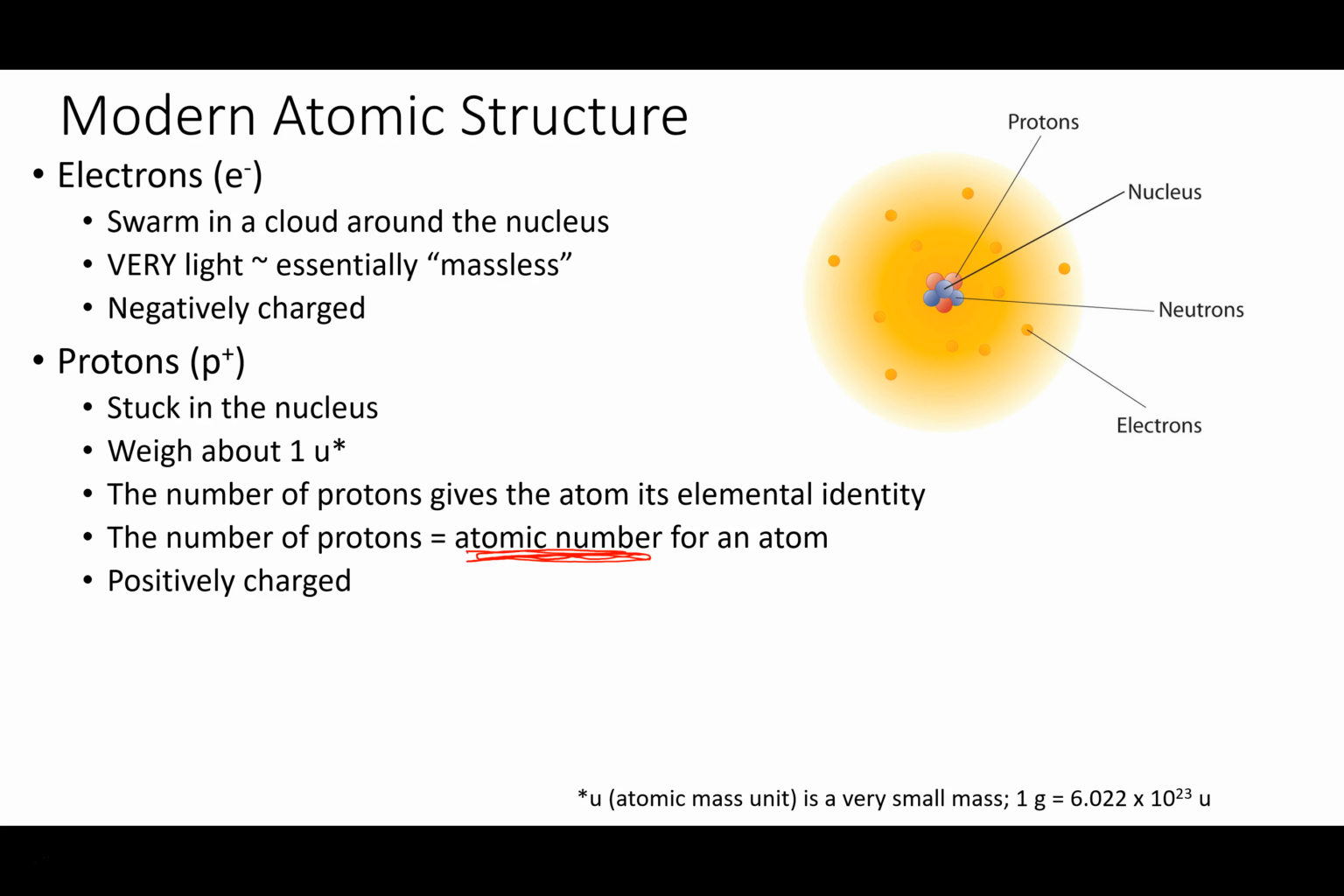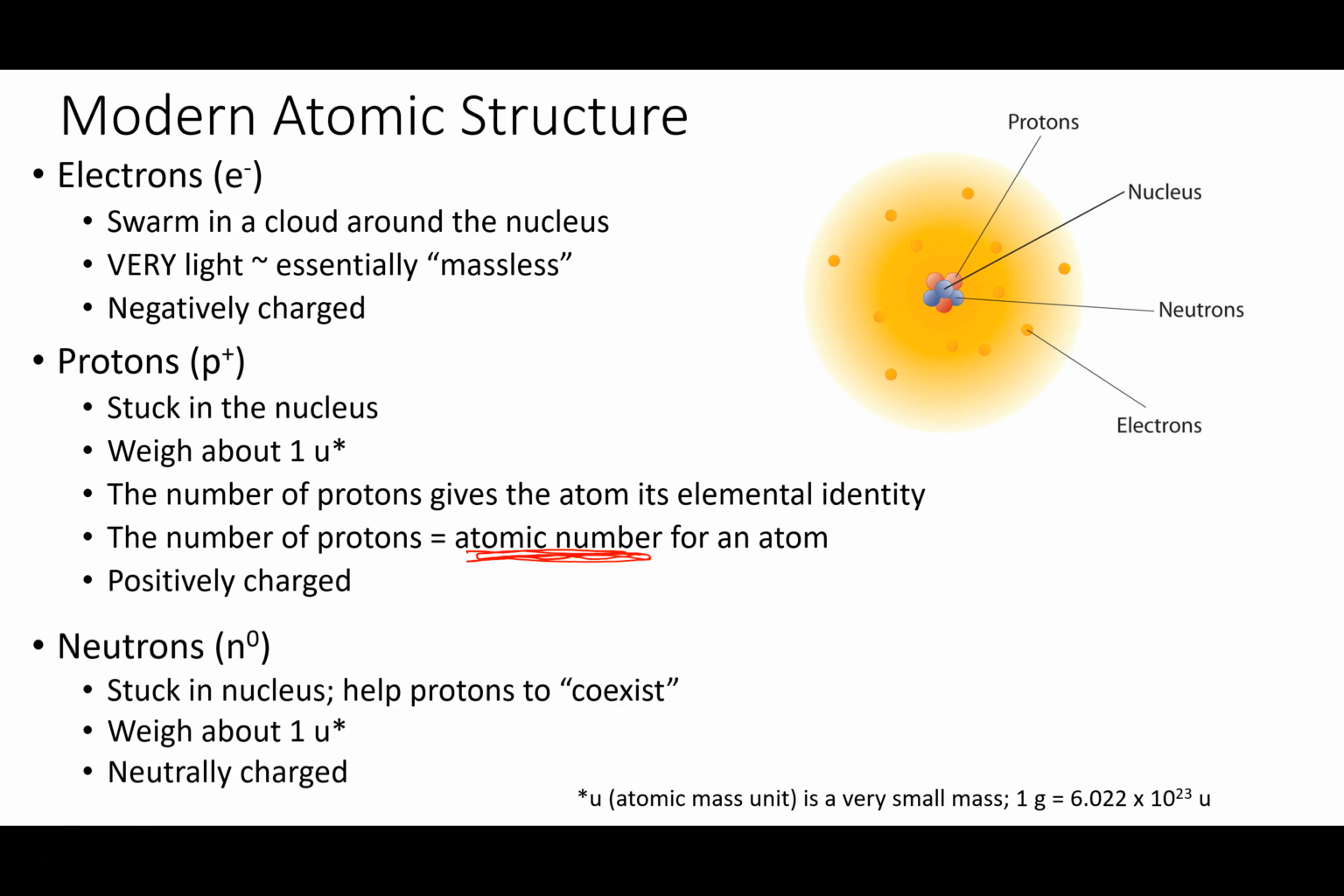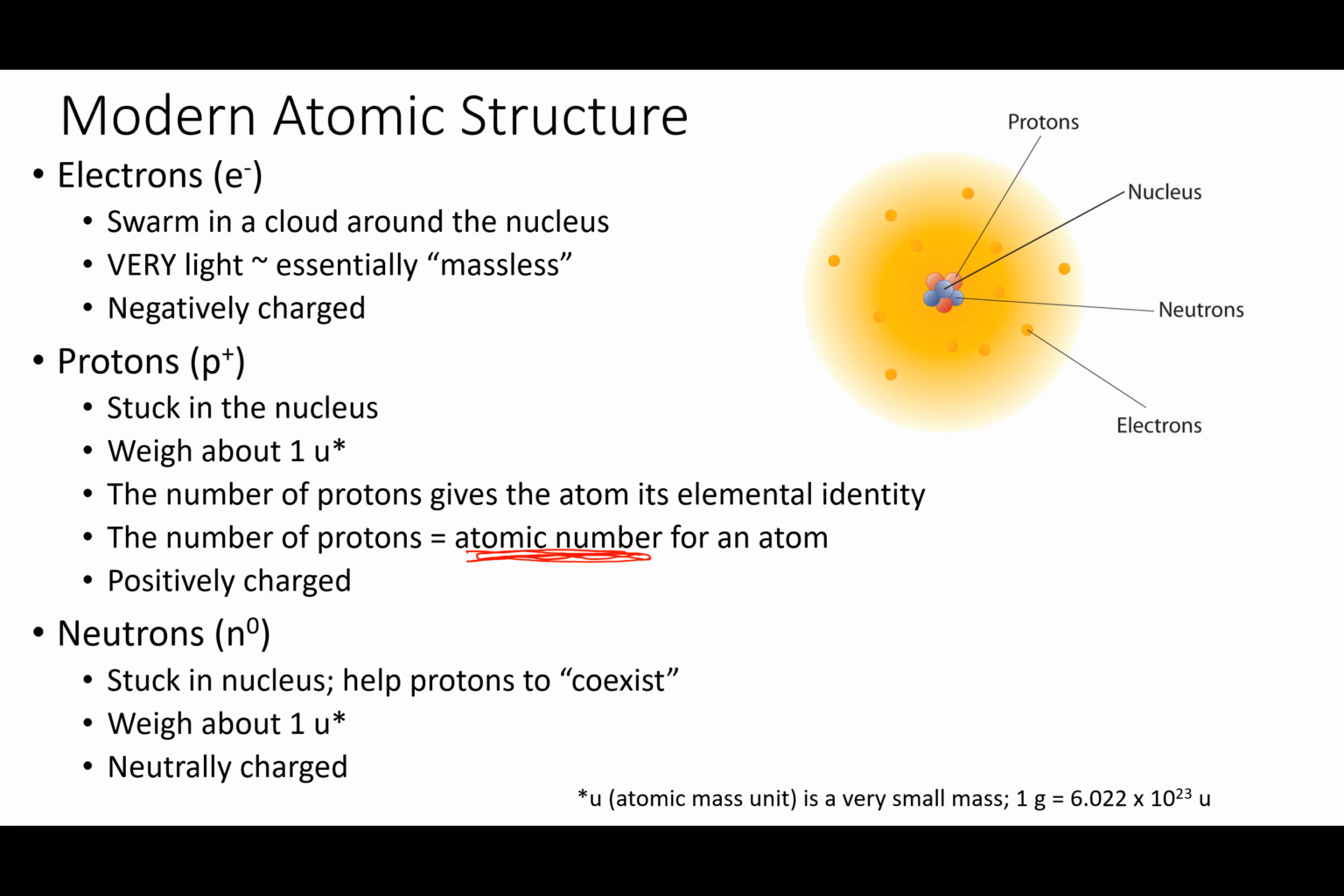All right, so protons are positively charged. They're the atomic number. They're very important. Electrons are important too. Neutrons are important too. They're all important. Neutrons have no charge. So for electrons, we write an E with a superscript negative. Protons, a P with a superscript plus. Neutrons, an N with a superscript 0 because they're neutrally charged.